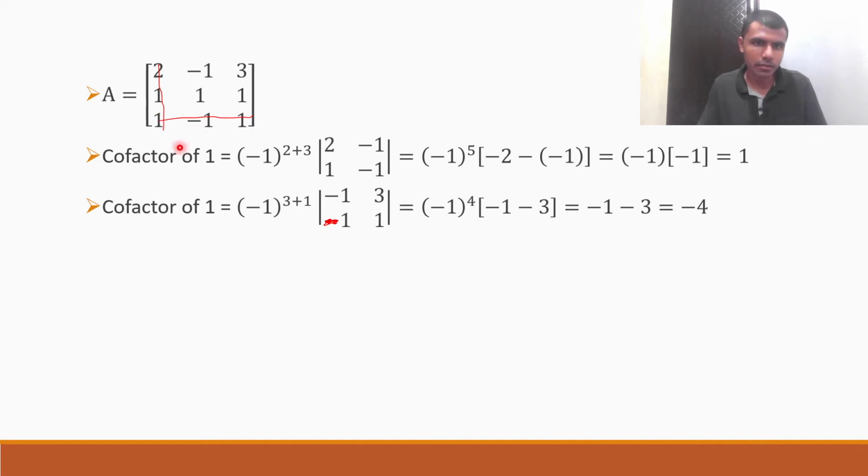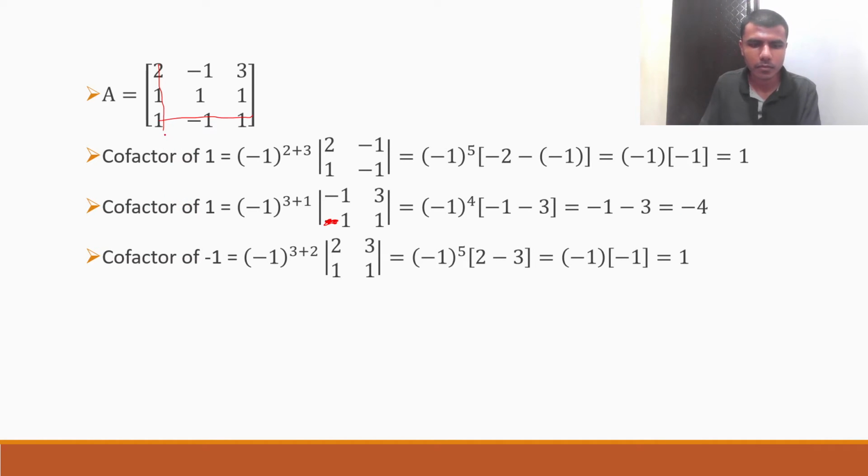Now cofactor of this minus 1, let me erase this. Cofactor of this minus 1, this is in third row second column, 3 2, so minus 1 power 3 plus 2, det of 2 3 1 1. Strike off the row and column in which this is there, 2 3 1 1. So fine, minus 1 power 5, 2 into 1 is 2, minus 1 3 are 3, so 2 minus 3. Minus 1 to the power odd number is minus 1, so minus 1 into 2 minus 3 is minus 1, minus 1 into minus 1 is plus 1.